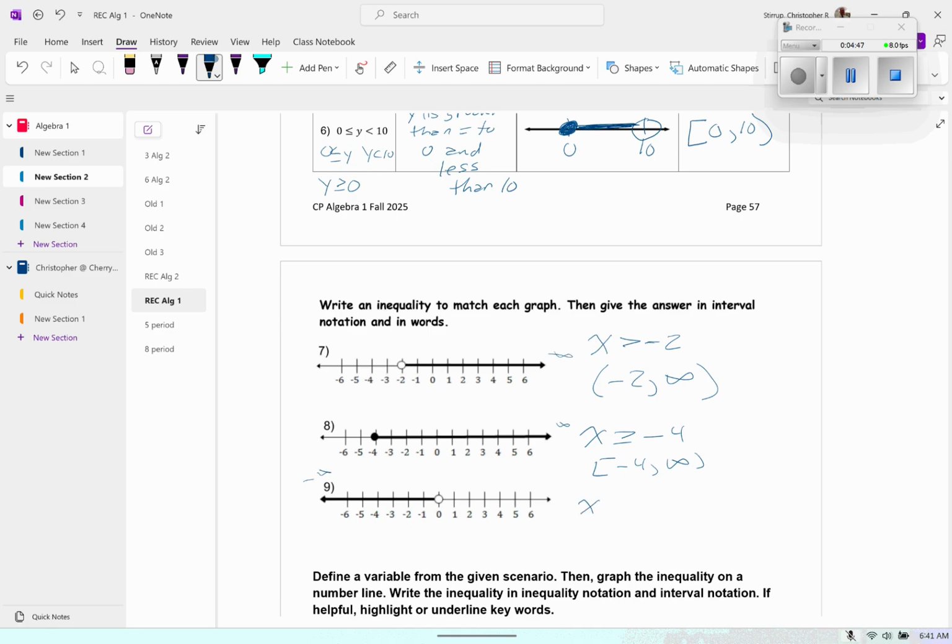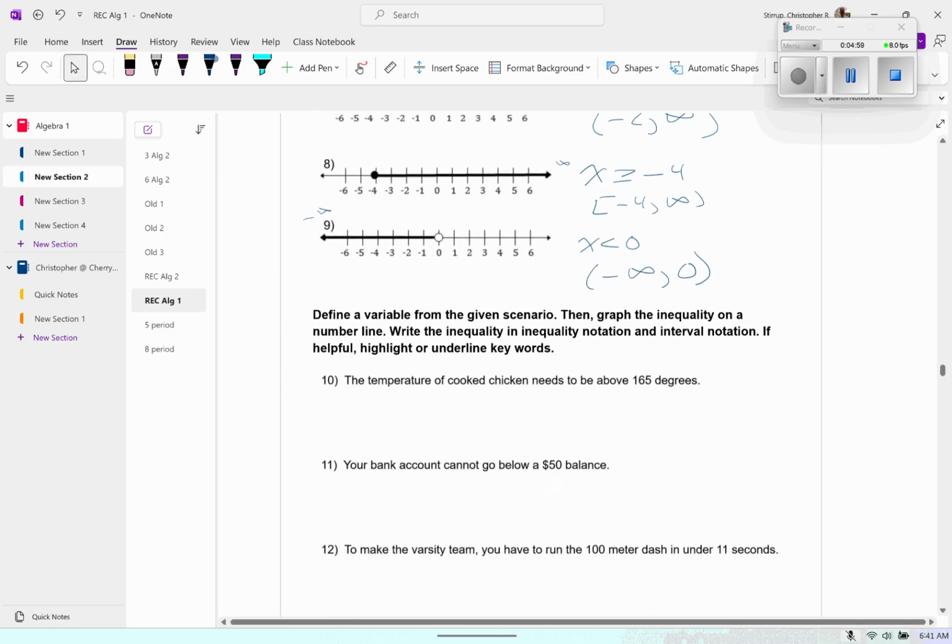So this is going to be x is less than 0. So you're going to have -infinity to start because you're starting at the left, and you're getting to 0, and it's going to be a soft bracket or a parenthesis at 0.